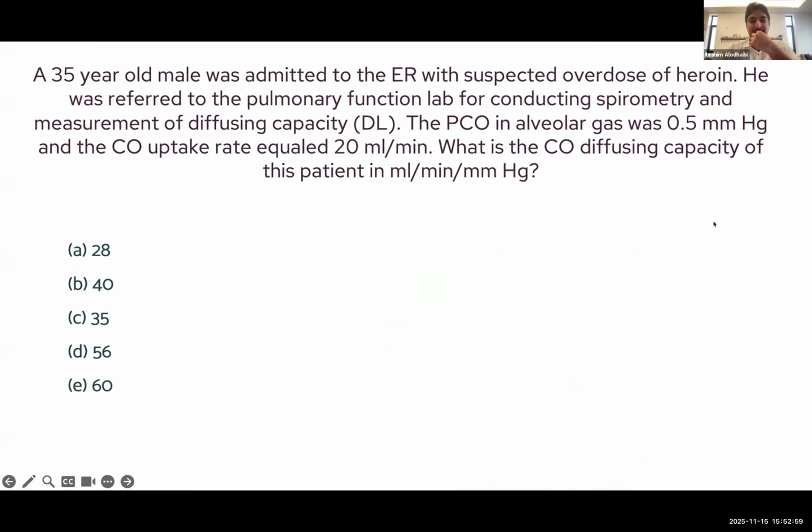So this is a calculation question, so it might take you guys a second. So we have a 35-year-old man. I did not even start reading the question. Someone already answered. We have a 35-year-old man who was admitted to the ER with suspected overdose of heroin. He was referred to the pulmonary function lab for conducting spirometry and measurement of diffusing capacity. The partial pressure of carbon monoxide, or PCO, in alveolar gas was 0.5, and the CO uptake rate equal to 20 per minute. What is the CO diffusing capacity of the patient?